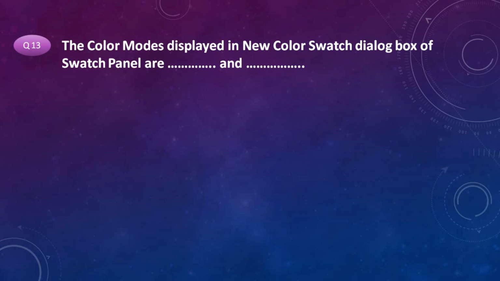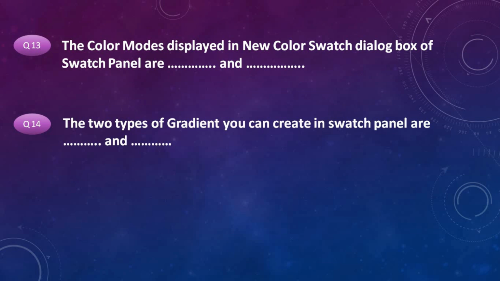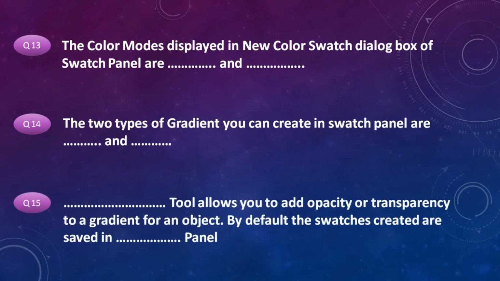The color modes displayed in new color swatch dialog box of swatch panel are dash and dash. The two types of gradient you can create in swatch panel are dash and dash. Dash tool allows you to add opacity or transparency to a gradient for an object. By default, the swatches created are saved in dash panel.